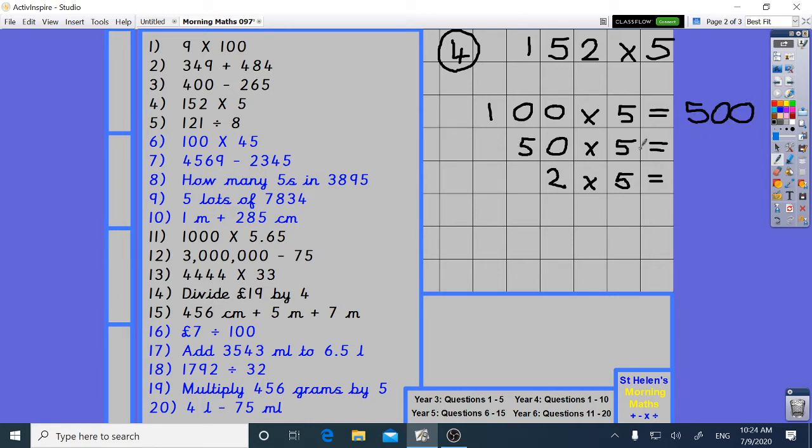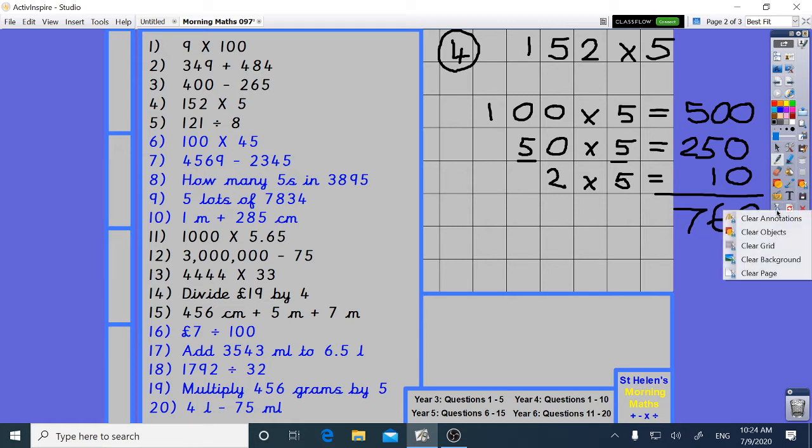500. 50 times 5, I call this times tables in disguise. 5 times 5 is 25. With 1 zero in the question, we place it and we get 250. 2 times 5 is 10. So we had 3 parts to our answer. We can add up the 3 parts. They are lined up well enough for me to see. 0 plus 0 plus 0 is 0. 0 plus 5 plus 1 is 6. And 5 plus 2 is 7. 760 is our answer.